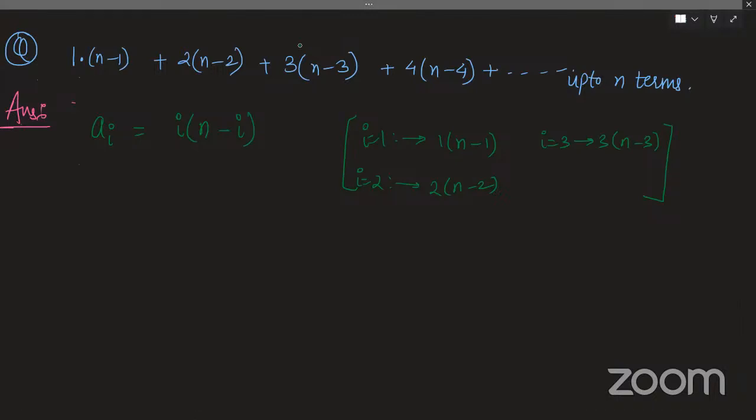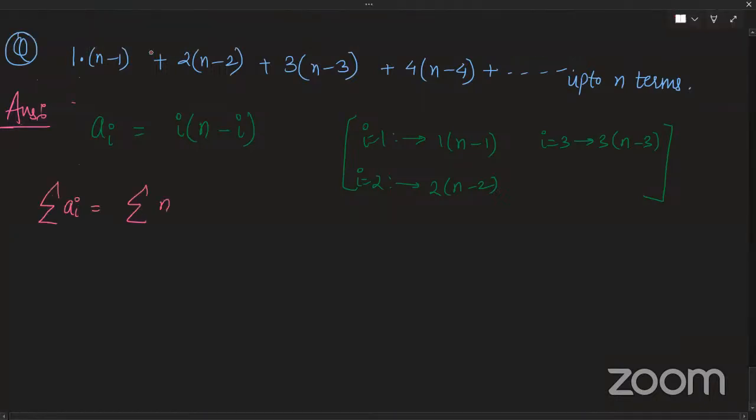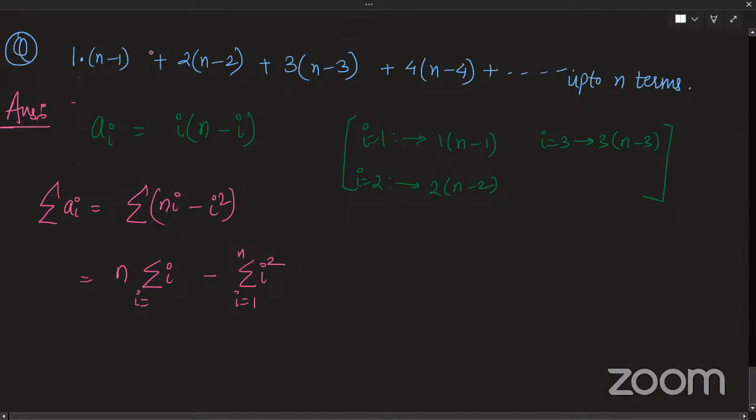Okay. How do you take sigma of AI? So it is basically sigma of n i minus i square. Right, everyone? Yes, sir. So it is basically n times sigma of I minus sigma of I square. In this, I is going from, tell me the range. 1 to n. Right. See, the point is you just need to recognize a few patterns.